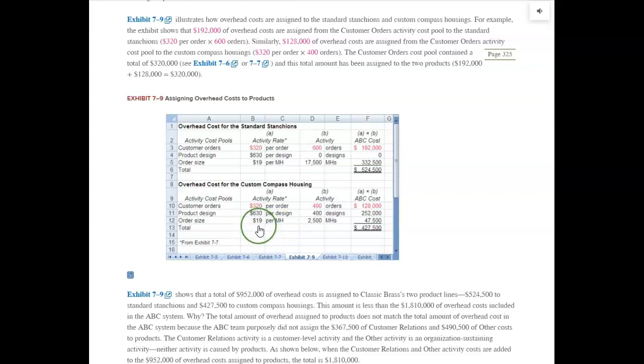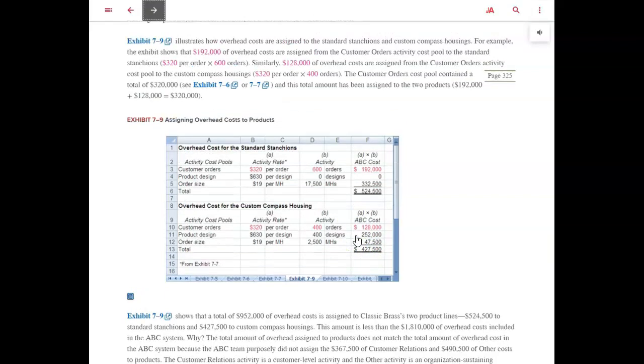So we calculated earlier $19 per machine hour, and we're going to use 2,500 machine hours. So $47,500 total here, for a total of $427,500 of overhead cost for this product. You can see now how detailed all these numbers are. You're going layer by layer. We're finding measures, cost pools. We're doing allocations. So it's very detailed.